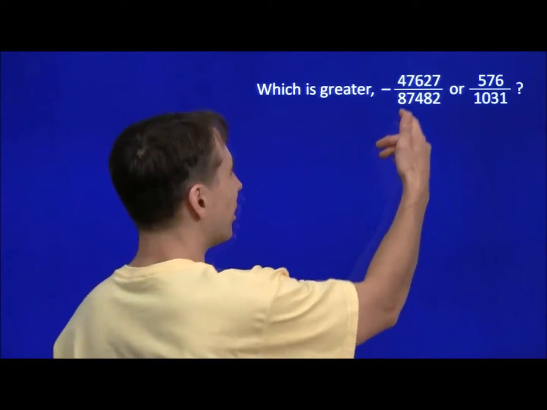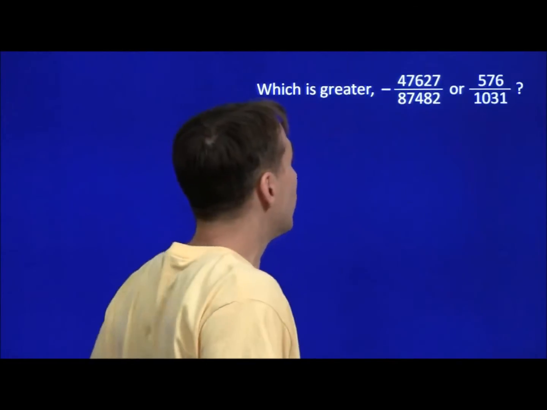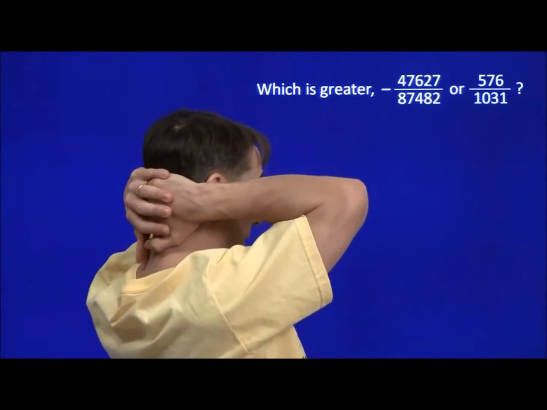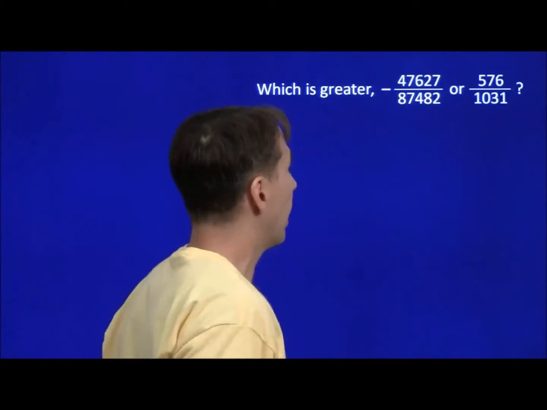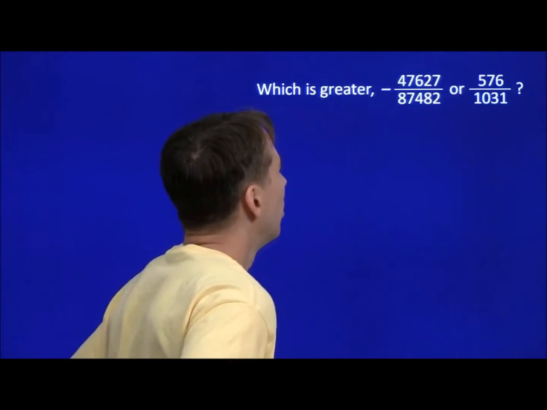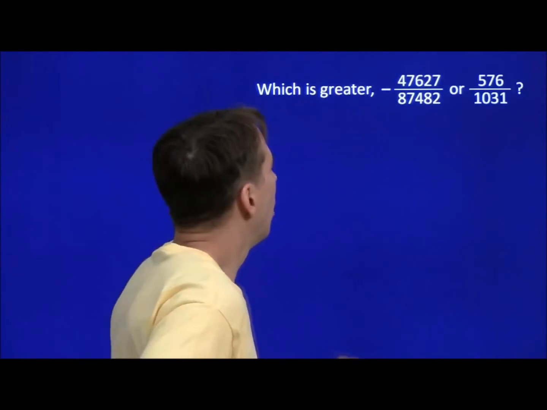Common denominator is the product of 87,482 and 1,031. Oh no, not going to do that. Oh, it's going to take forever. What do we do? What's that? Negative? What? You're right. Only one of them's negative. That one's negative. That one's positive.